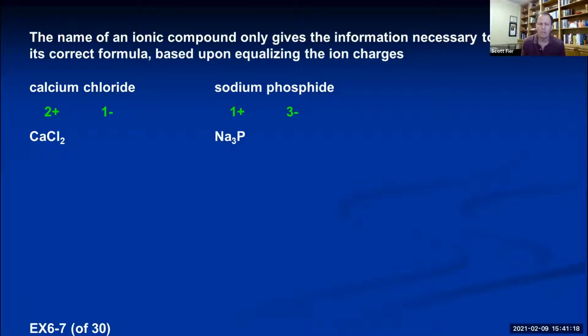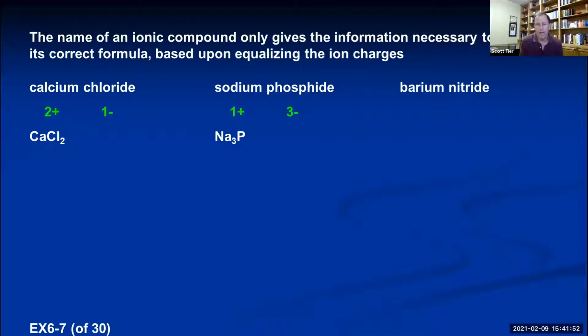So notice the names of these compounds are not calcium dichloride or trisodium phosphide. That would be extraneous writing. The words di and tri are not necessary because just by naming the positive and negative ions, you're able to determine the formula. So you'll find a lot of the things we do are really based upon what's the simplest thing we can do to have the least amount of work for us. And we're not going to write calcium dichloride and trisodium phosphide because that really isn't necessary. The name can be determined just by simply naming the positive ion and the negative ion.